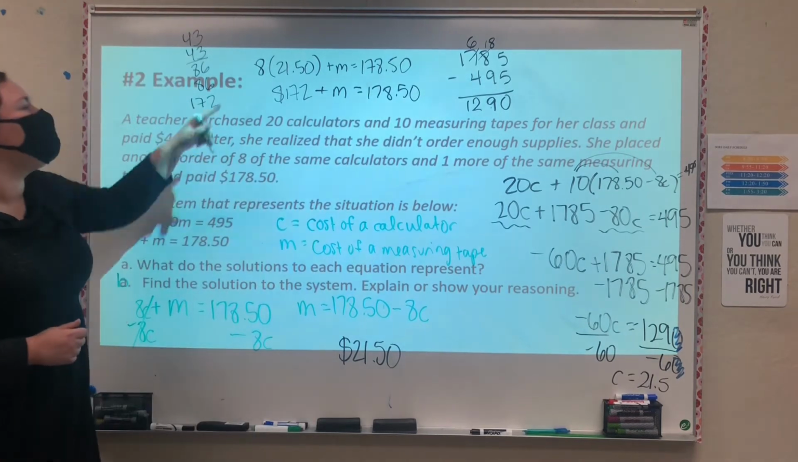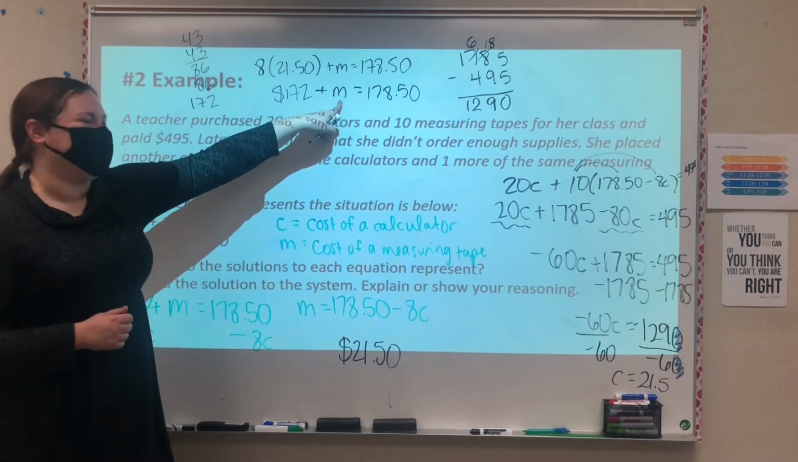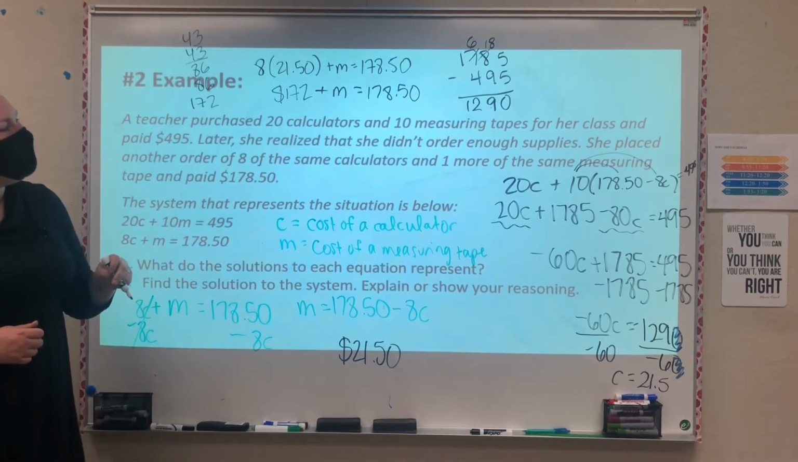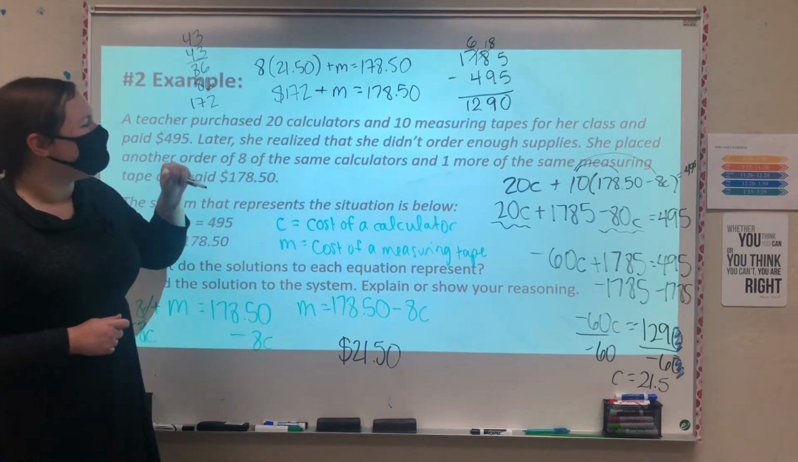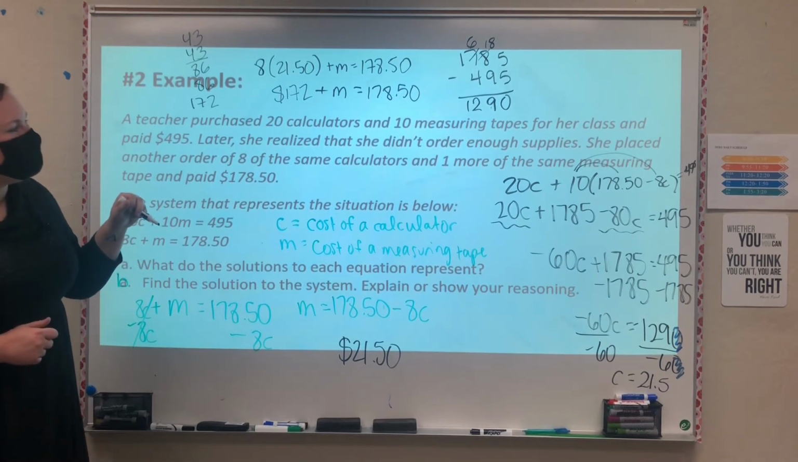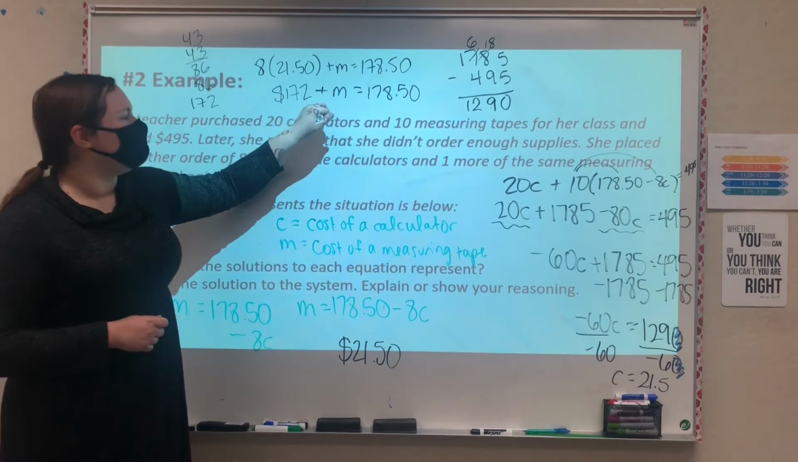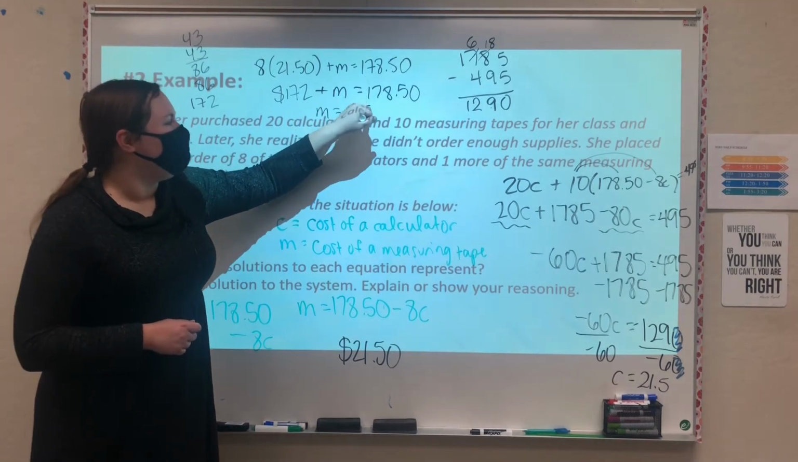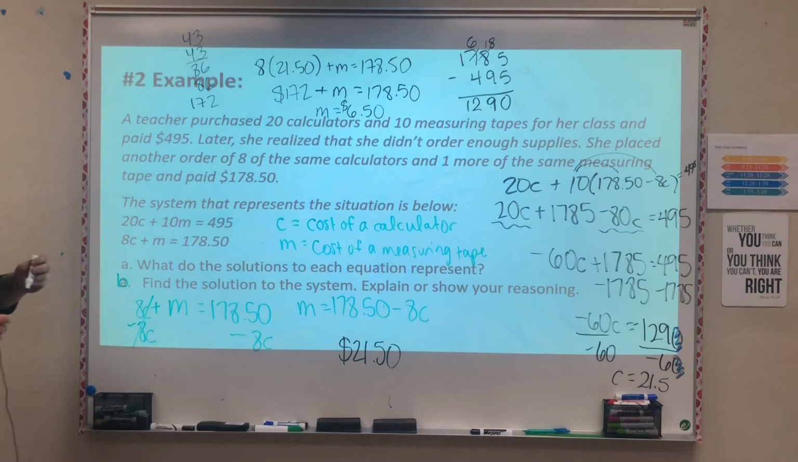If you can do all of that in your head, I know you can do this math in your head. What's the cost of the measuring tape? 178.50 minus 172 would be 6.50. Yeah. Isn't that some fun math?